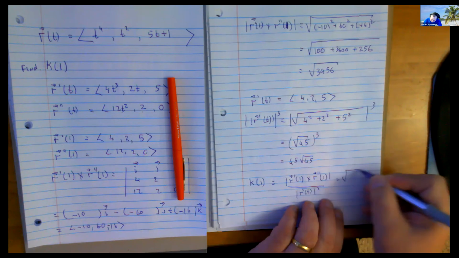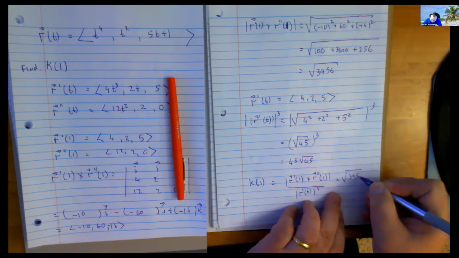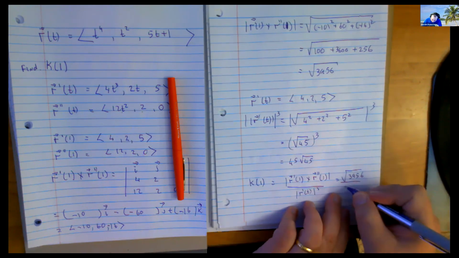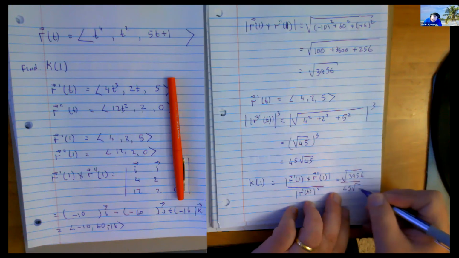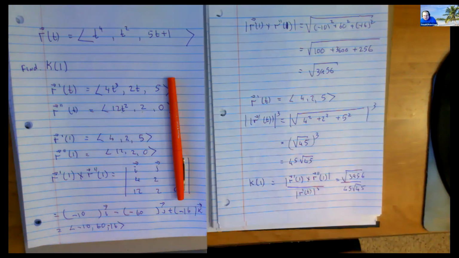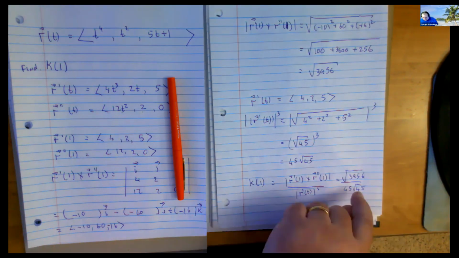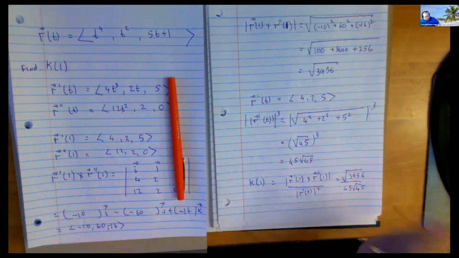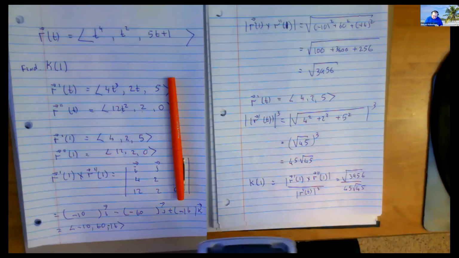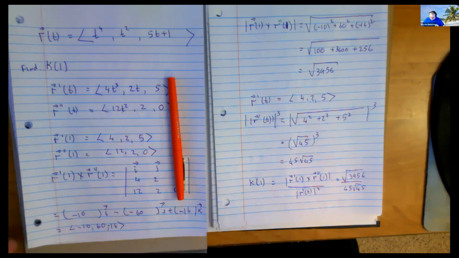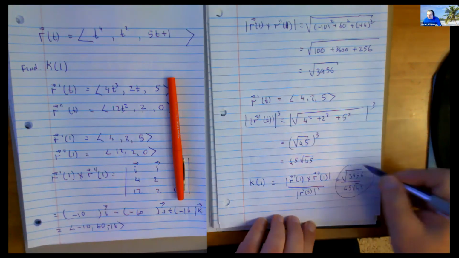So 3956 over 45 square root of 45. If there's any chance, and I doubt it's going to happen, that this might divide into that and it'll tidy up a little bit. I suspect strongly it's not, but I'll just do it just in case. 3956, if you divide it by 45, doesn't work. So can you imagine that's the answer?